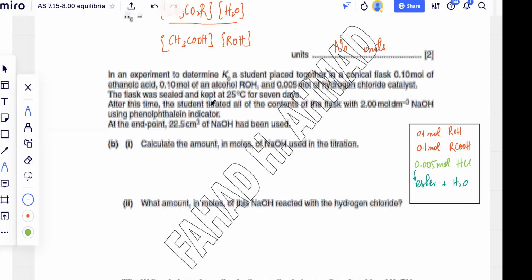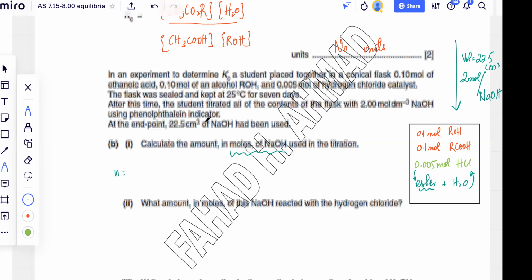So after this time, the student titrated all of the contents with 2 mole per dm cube NaOH. So he took a burette and started adding 2 mole per dm cube NaOH into a mixture that has now reached equilibrium. There's ester being produced, and the ester and the water are decomposing back to form alcohol and carboxylic acid again. He titrated the whole mixture, and the volume of NaOH used was 22.5 cm cube. Can you tell me the moles of NaOH? That's the first thing. How much NaOH was added?